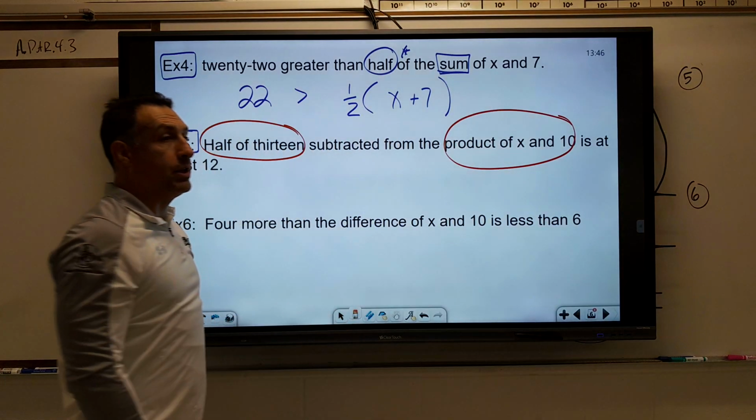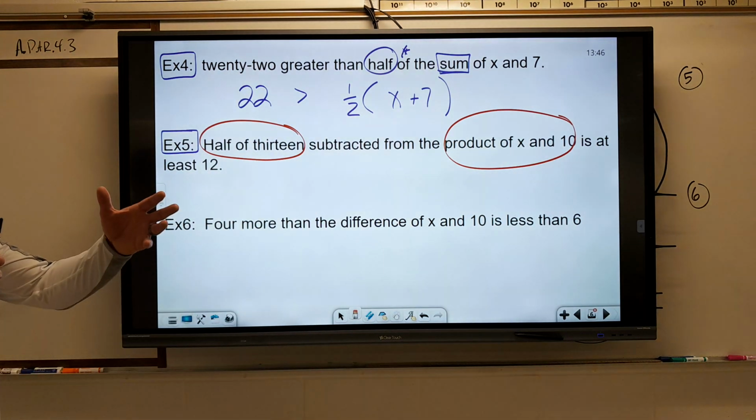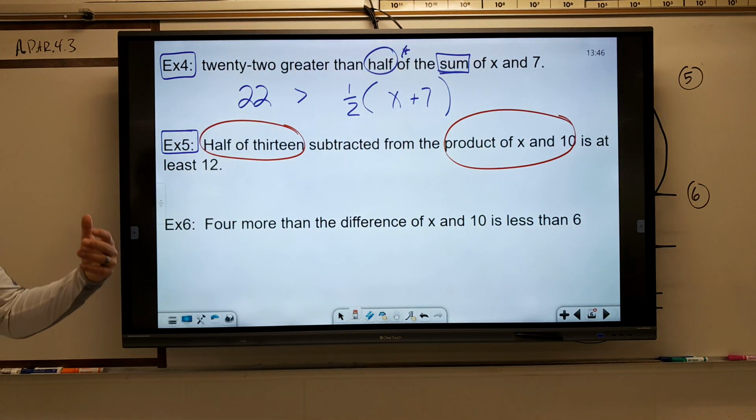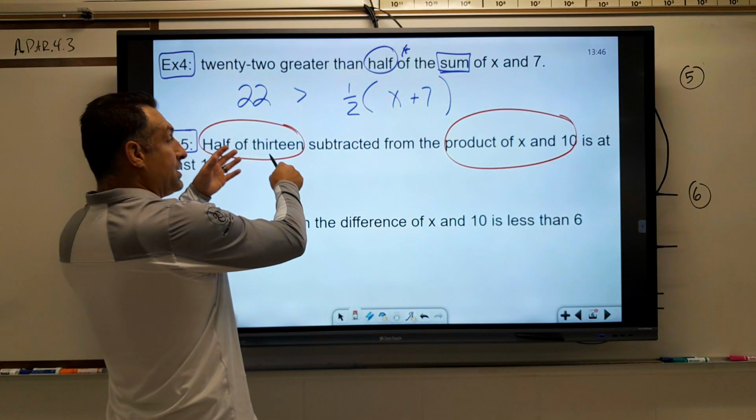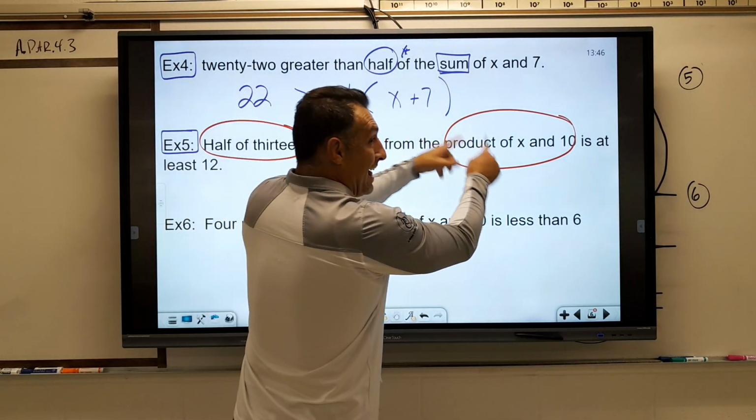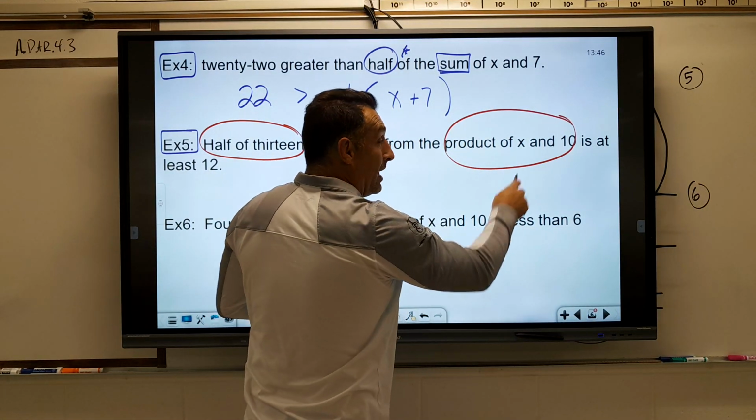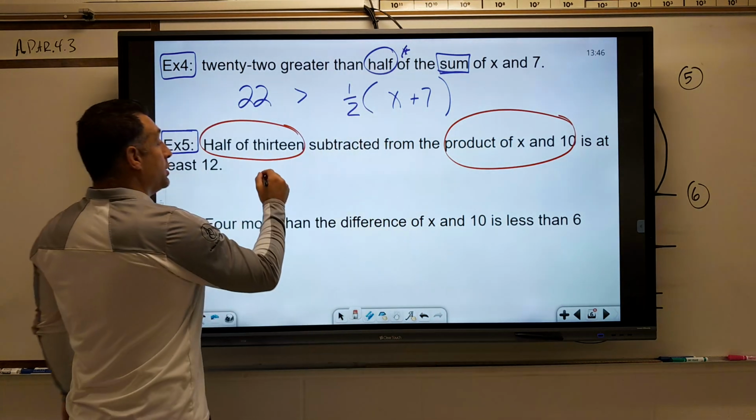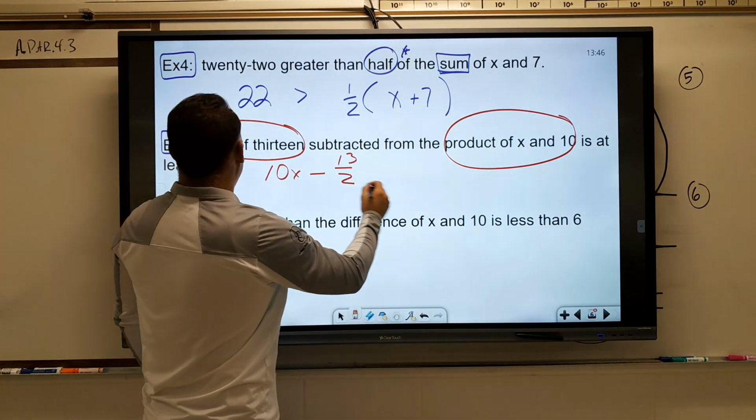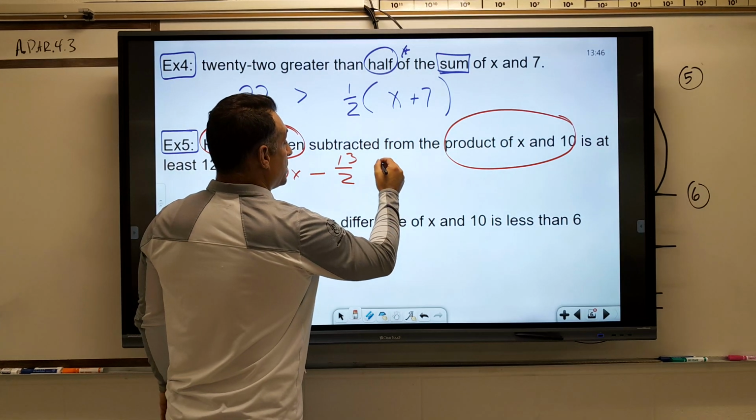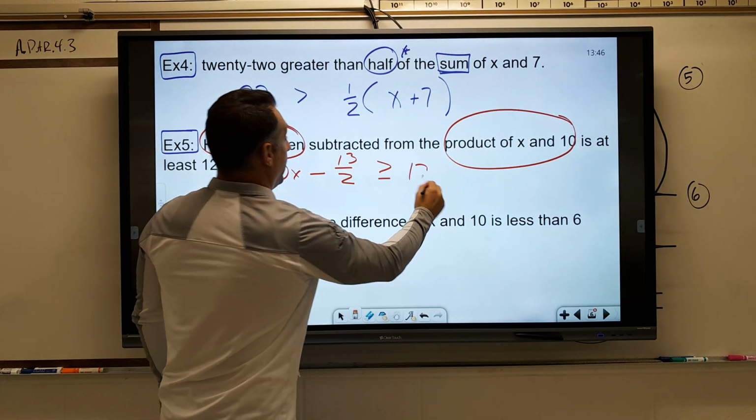I don't have your full attention. Like some of y'all staring off in space. I said this is important. Focus. Focus. This is being taken away from that. So you start with that, and then that's taken away. So it's 10x, take away 13/2, and it's at least, that means greater than or equal to 12.